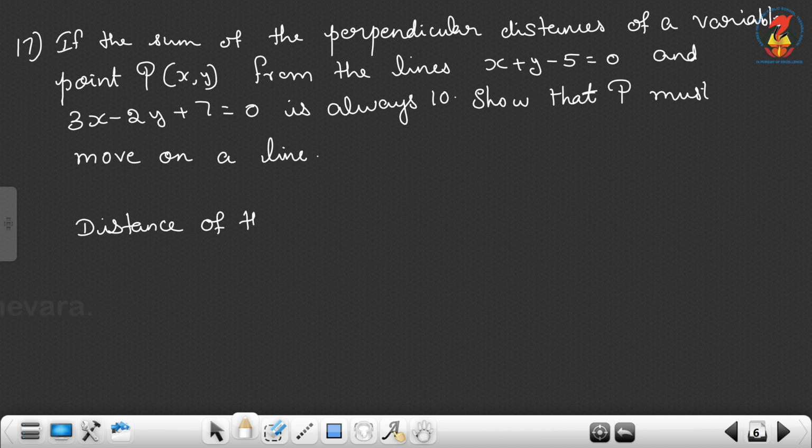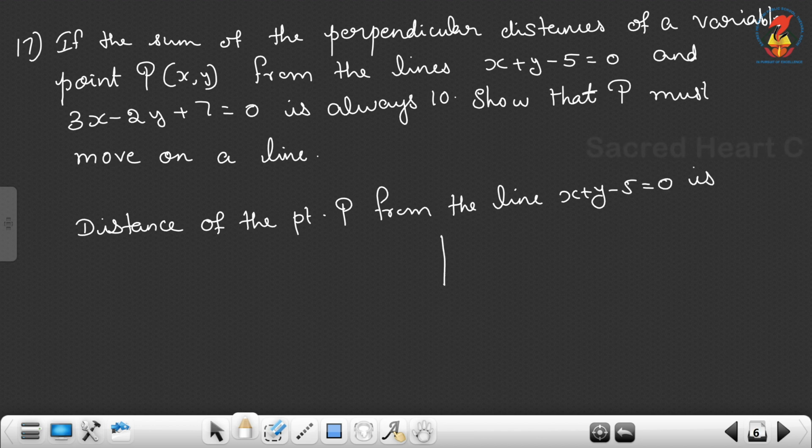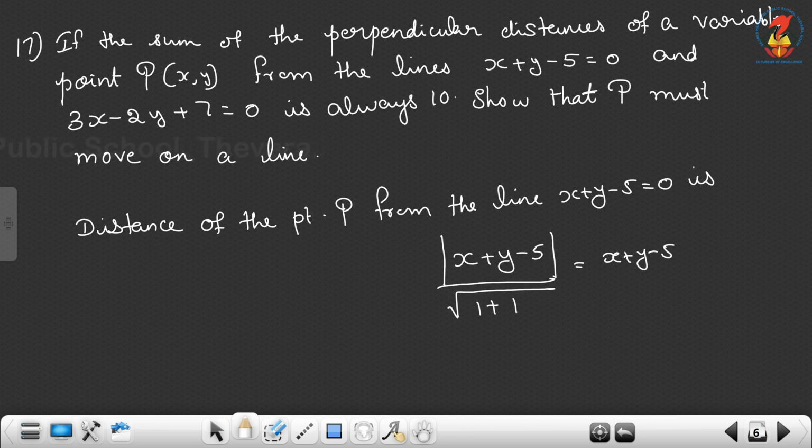Distance of the point P from the line. The line is in the general form, line x plus y minus 5 is equal to 0, modulus. For this x and y we have to give the point, but the point is also given as x comma y. So you can write just x plus y minus 5 by root of coefficient of x square plus coefficient of y square. That is x plus y minus 5 by root 2, modulus.